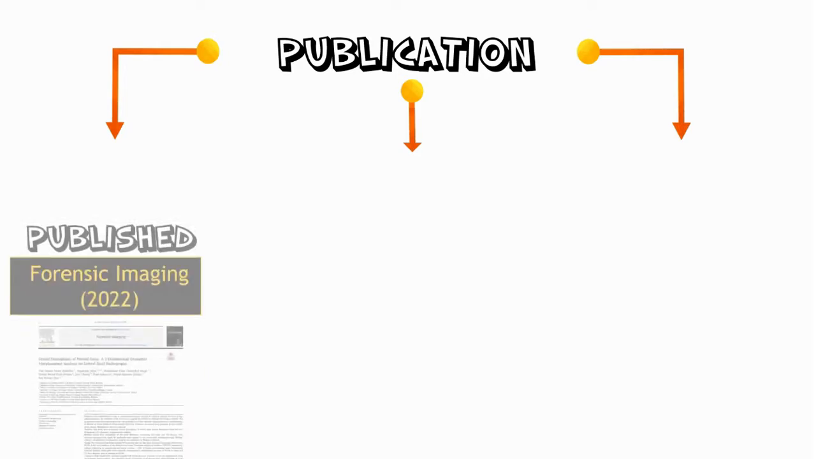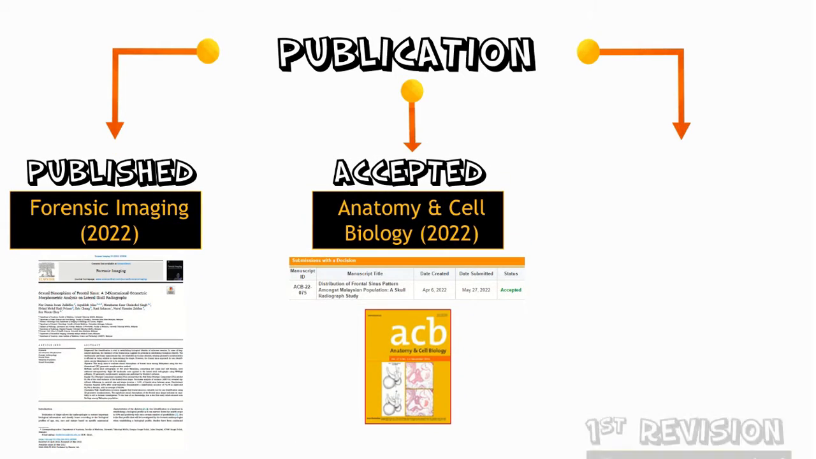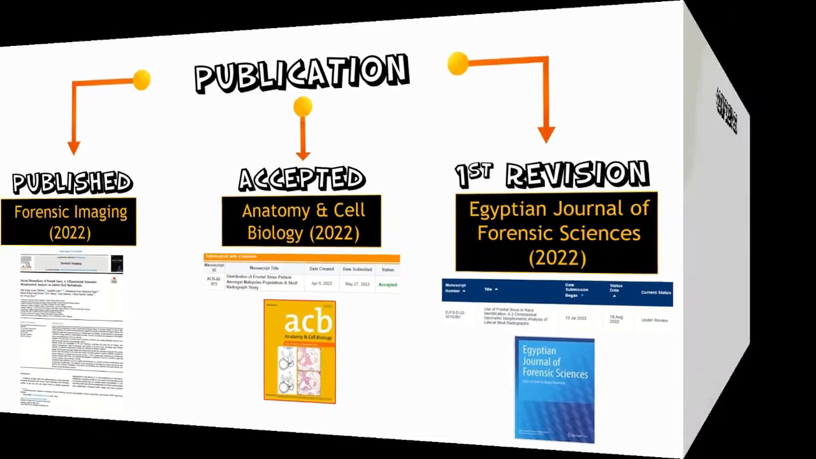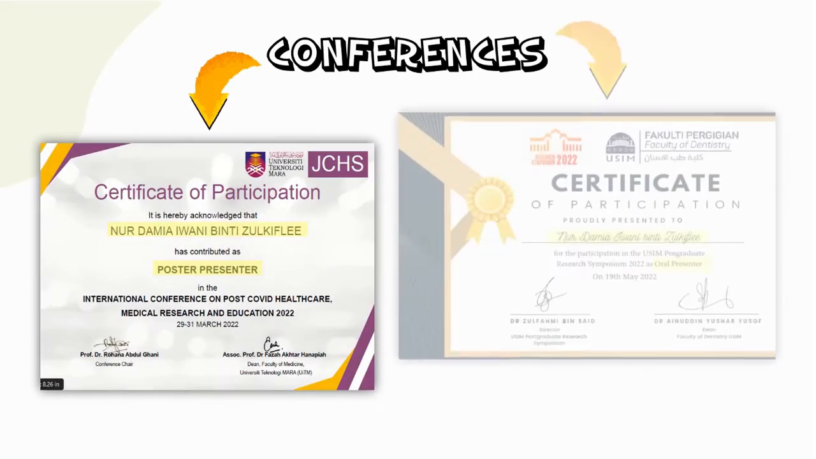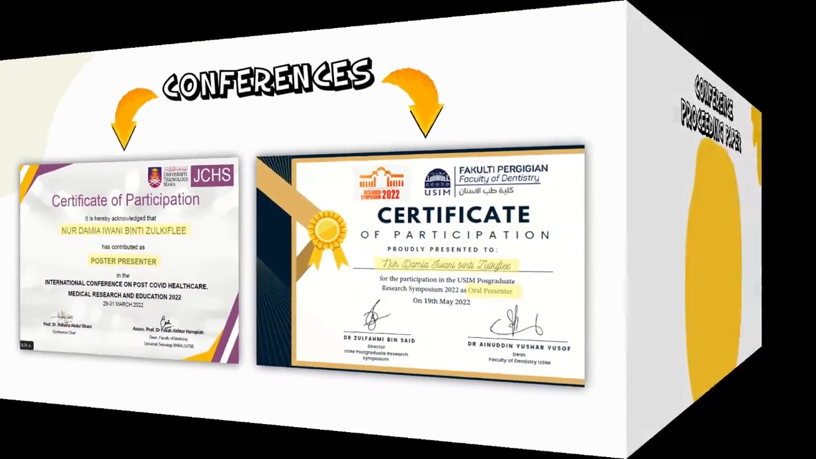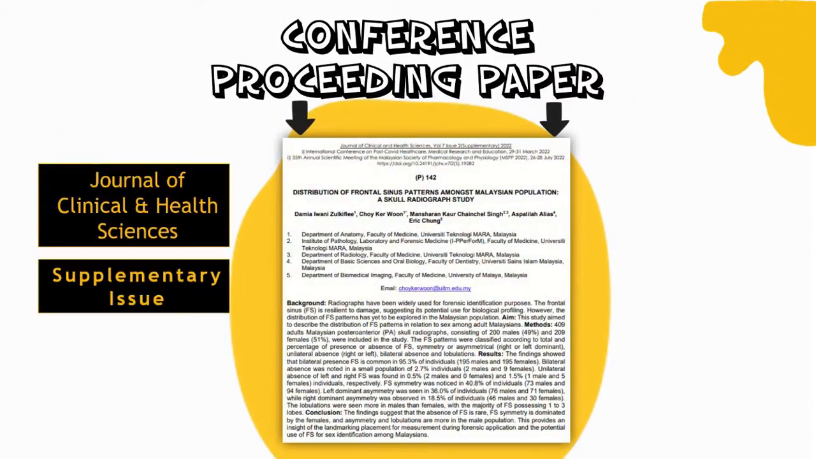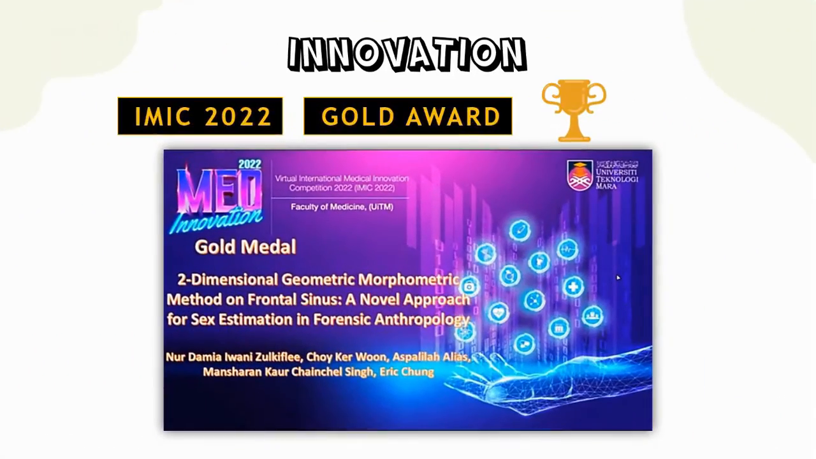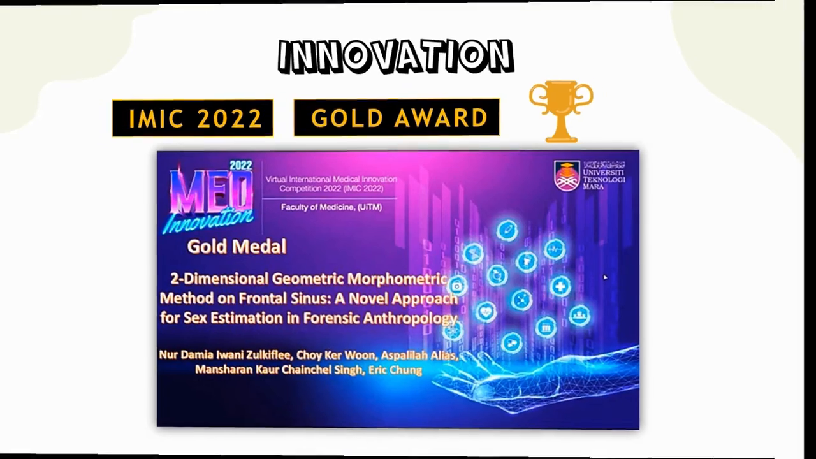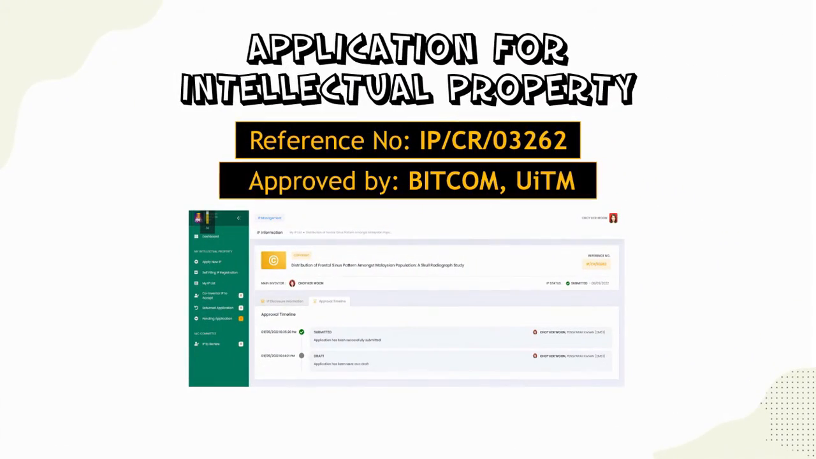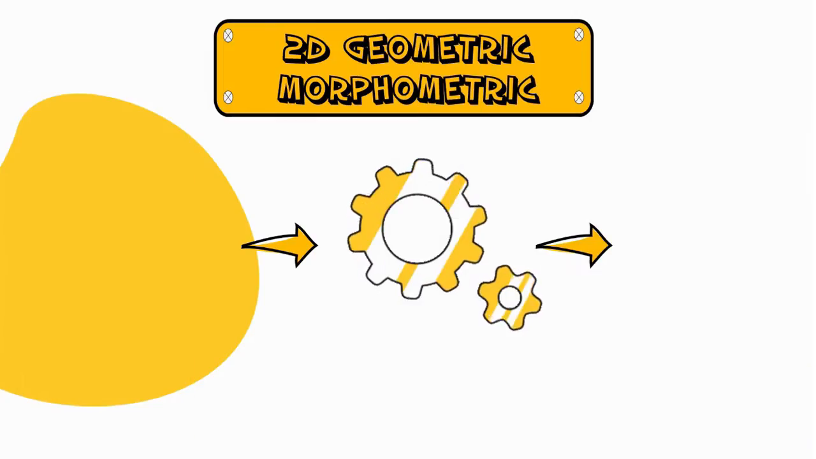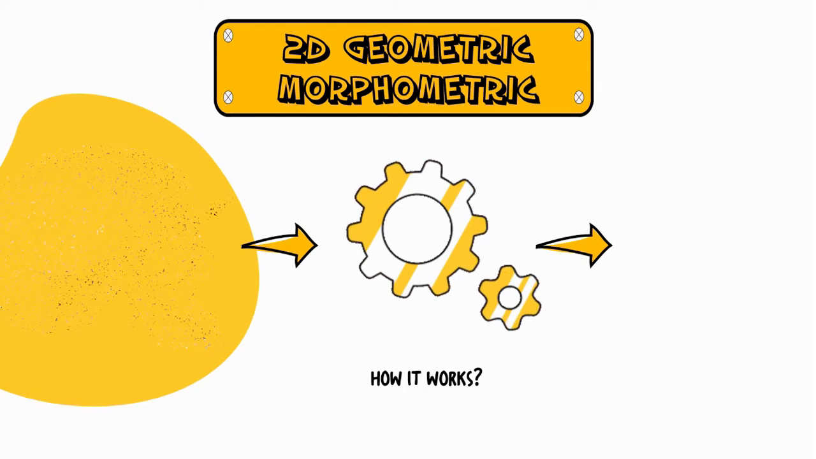This technique has been accepted under first revision for publication. It has also been presented in 2 conferences in 2022 and published as a conference proceeding paper. This technique has won a gold award in an innovation competition, IMIC 2022. Intellectual property has also been approved by Bitcom. So now, let's talk about the 2D geometric morphometric method, and how it works.